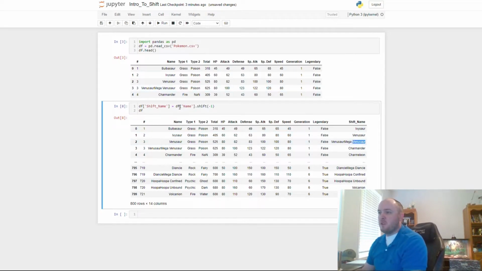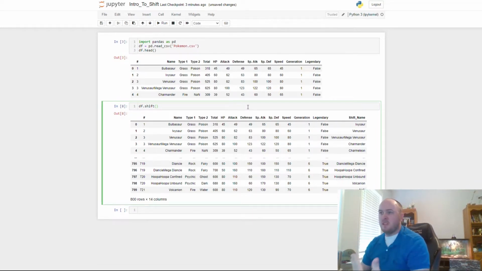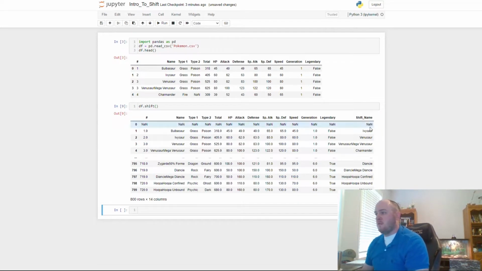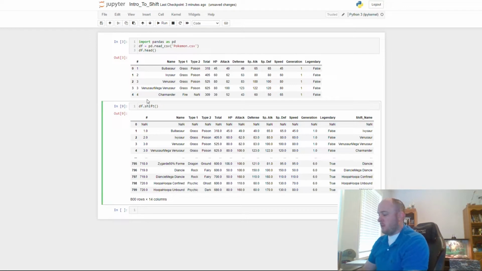And if you wanted to shift the whole thing, you can just remove the column and just say df.shift. Right, and we need to get rid of that column. We're not going to create a column because we're shifting the entire data frame. So you can see here that it created a new row, and it's just been shifted down 1. Okay, so we're going to go back to our name one though.